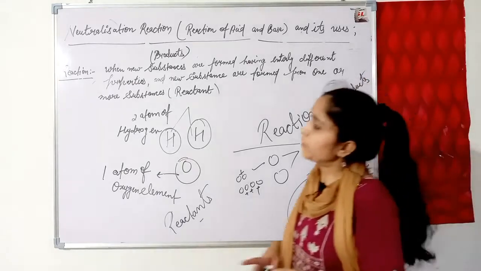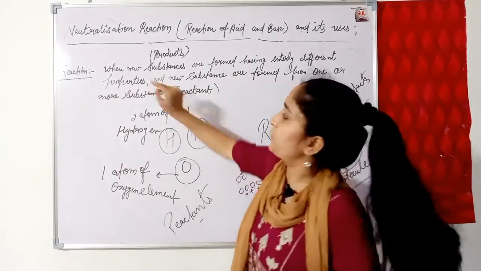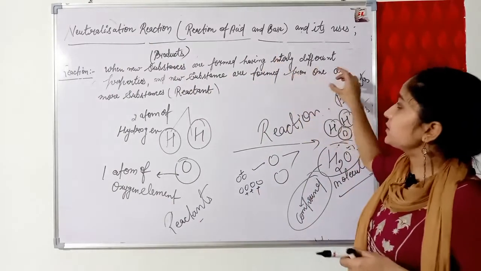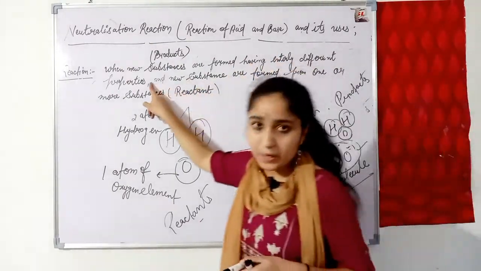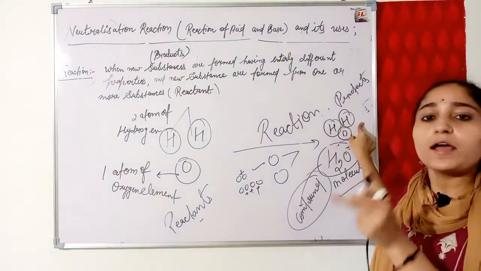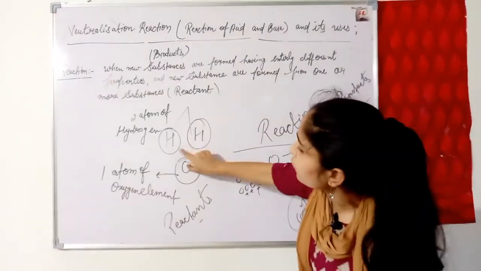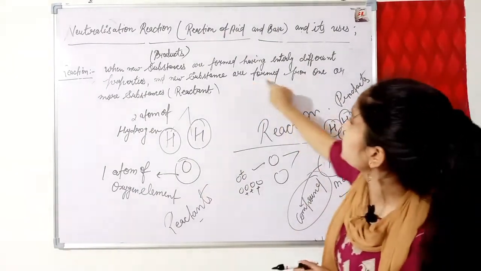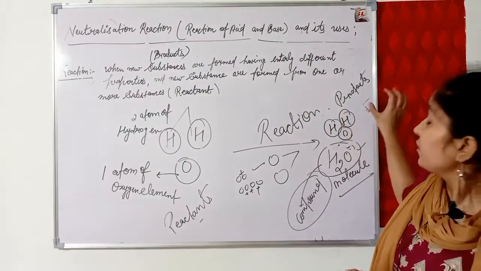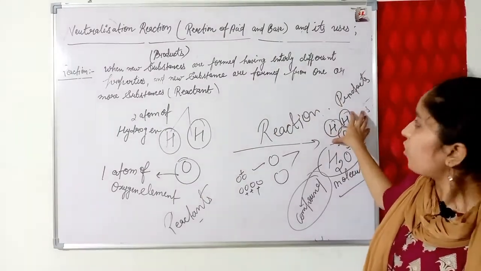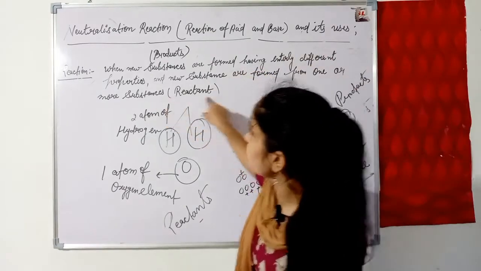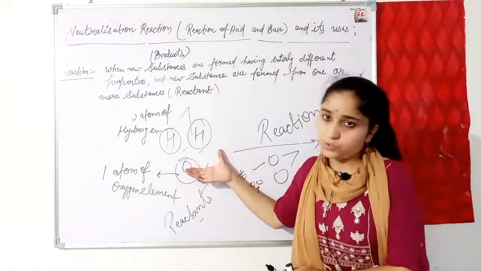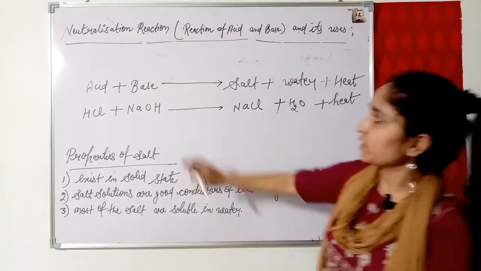Now come to the definition of a reaction. What is a reaction? When new substances that we call products are formed, and these new substances have entirely different properties. H2O has entirely different properties from the atoms of hydrogen and oxygen from which it is formed, and the new substance is formed from 1 or more substances. Here 3 atoms are used, which we call reactants. So this is a reaction.